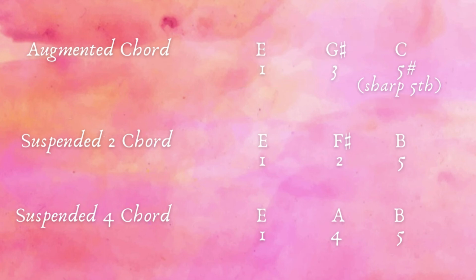For suspended 2 chord, it's 1, 2 and 5th note from the major scale. So the notes would be E, F sharp and B. When played together will form suspended 2 chord. Similarly for suspended 4th, it's 1st, 4th and 5th. So the notes from the major scale E, A and B, and that constitutes a suspended 4 chord.